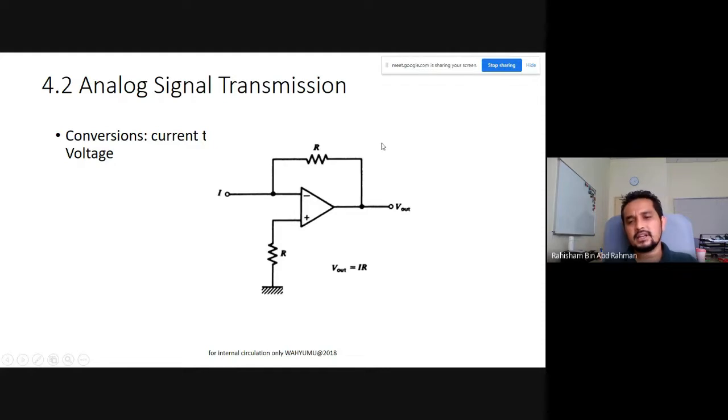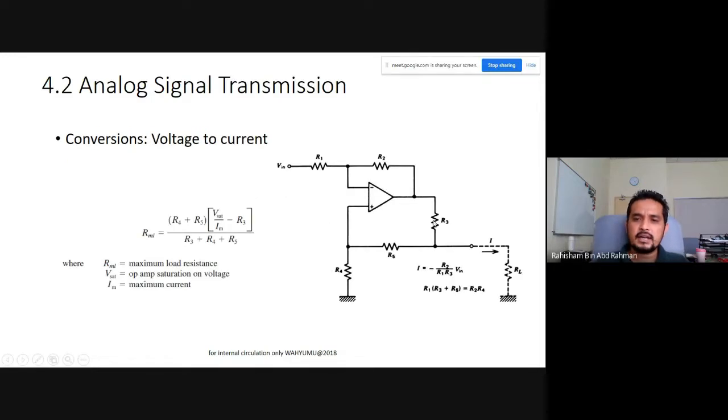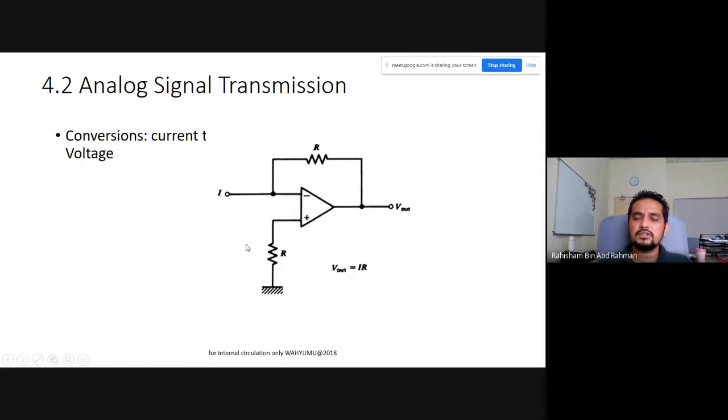How? These are the circuits that we can use to convert the current signal into the voltage signal. If you want to convert the voltage into current, we need to use this circuit. If you want to use the current to voltage, we need to use this circuit. So it's already there. And the formula is V out equals I times R. So we know the I values, we know the R, so we will have the V out as the output value.